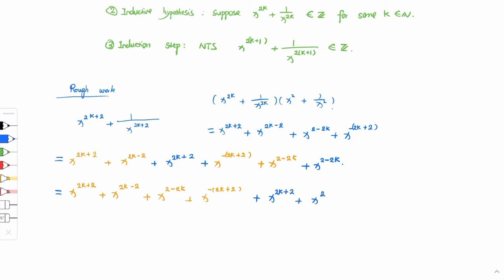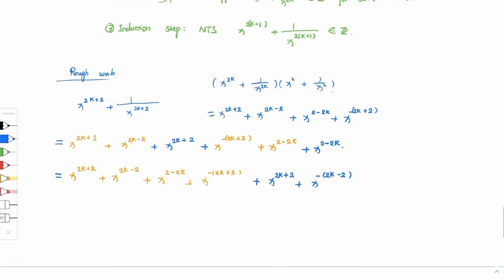2 minus 2k is negative 2k plus 2. Wait, did I? Oh, here is minus. What am I doing? Because we plus 2k minus 2. Well, we plus and minus. Oh my god, I made so many typos. Here is minus. Sorry guys. Minus, and plus minus. Here's minus as well.